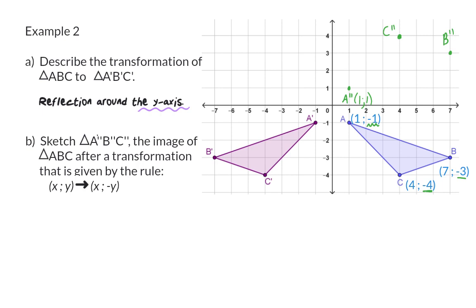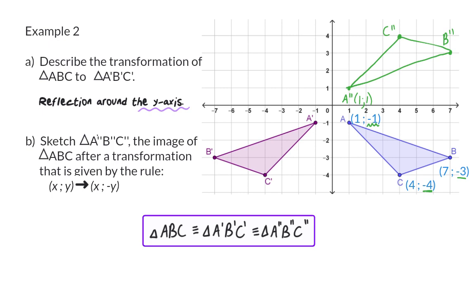And now I can sketch the new triangle, which is the reflection of ABC in the x-axis. In the sketch, we can see that all three triangles have the same shape and size. Therefore, these triangles are congruent. That means their areas are also the same. So, just like with the translation, a reflection does not change the shape or size of a figure.